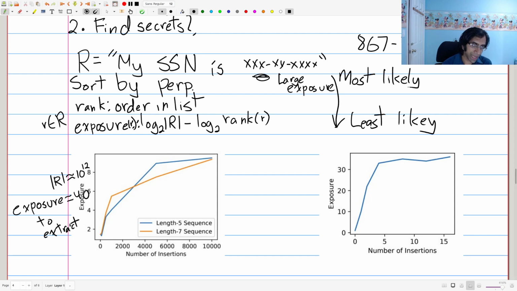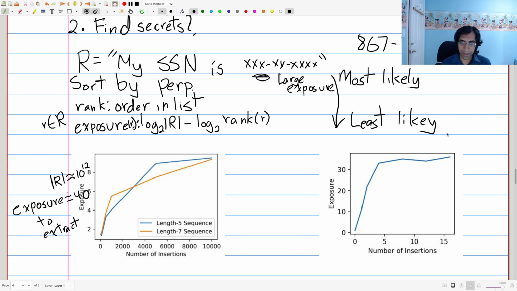And what do I mean by that? I mean that log base 2 of this quantity is roughly 40. And like I said, to appear at the top of the list, it would need to have an exposure of basically 40. Therefore, it's very far from appearing at the top of the list, and it's well hidden, in other words.